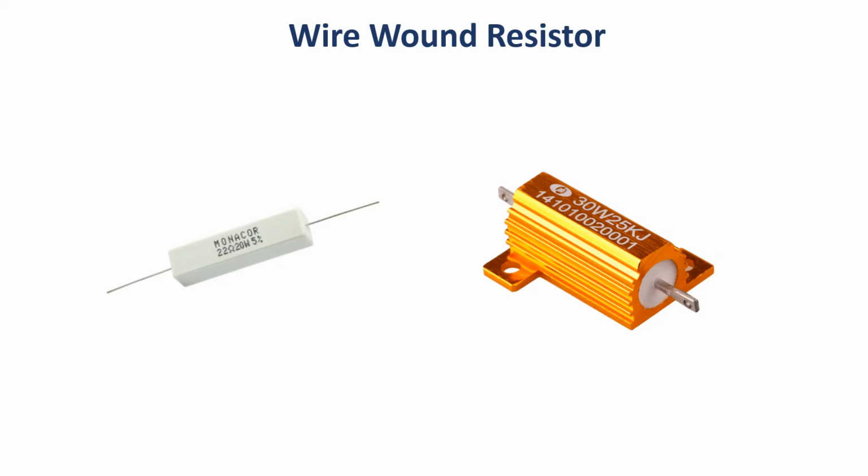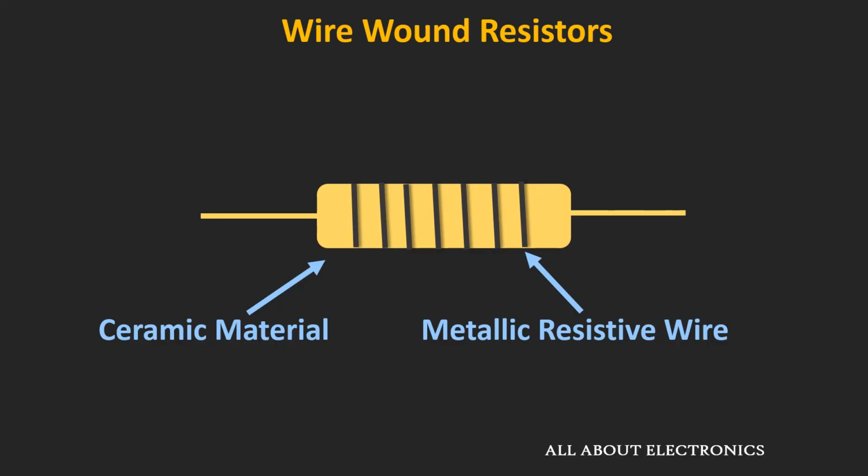Then the next type of resistor which is used quite frequently is the wire wound resistor. Now if you see the internal structure of this wire wound resistor, the metallic resistive wire is wound around a ceramic material. So the thickness or the gauge of the metallic wire decides the resistance of this wire wound resistor. And generally metal alloys like copper alloy and silver alloys are used for this resistive wire.